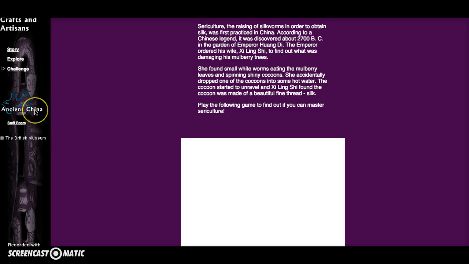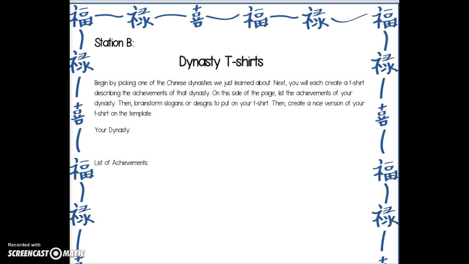As you fill out this worksheet, you're going to go through all of the menus on the left side of the screen. You're going to go through Crafts and Artisans, Geography, Time, Tombs and Ancestors, and Writing. There are questions for each one of those. If you need to, you can come back to this website and answer questions. You will need this information for all of the other stations. Once you're finished with the virtual trip through ancient China, you can choose Station B, C, or D.